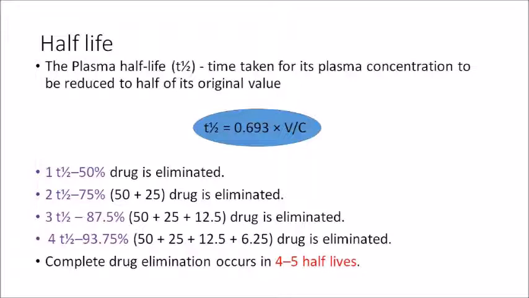It goes like this. In the first T half, 50% of the drug will be eliminated. So what is remaining in our body? It is 50. And what is half of 50? It is 25. So by the second T half, what is lost in the first T half, that 50 plus another 25 will be eliminated, or 75% will be eliminated. Similarly, by third T half, 87.5% will be eliminated, and by fourth T half, 93.75% is eliminated. So most of the drug, or the drug completely gets eliminated in 4 to 5 half-lives.